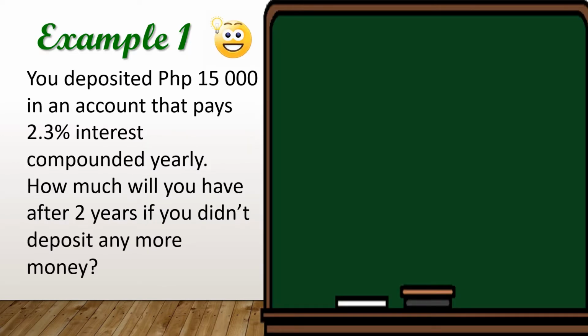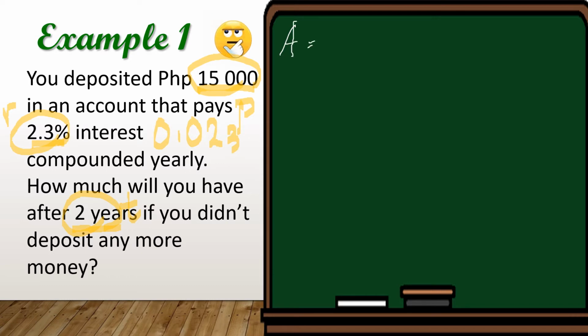Let's have example number 1. You deposited 15,000 pesos in an account that pays 2.3% interest compounded yearly. How much will you have after 2 years if you didn't deposit any more money? So here 15,000 is the principal, 2.3% is the rate, and 2 years is the time. 2.3% is the same as 0.023.